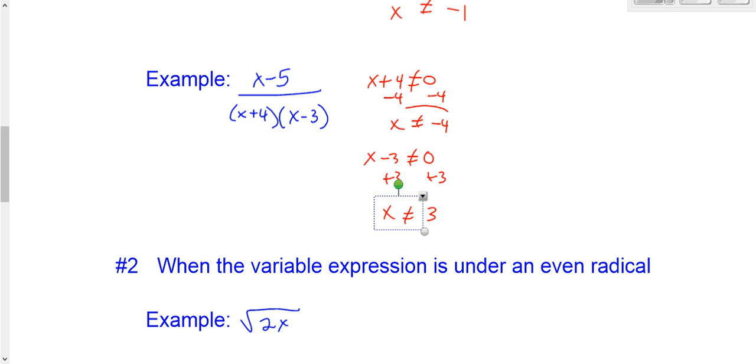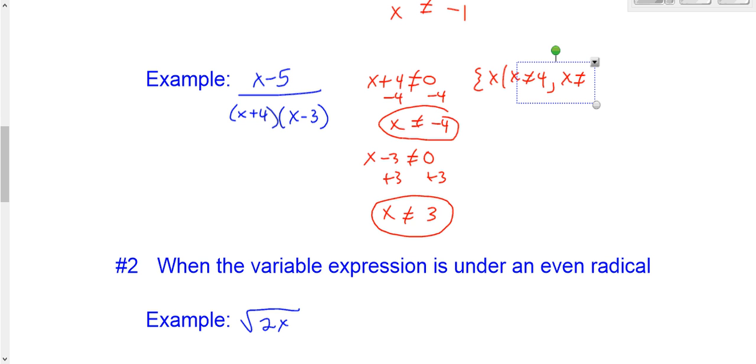So I have the fact that I cannot have x equal negative 4, and I cannot have x equal 3. So I could write x such that x cannot equal negative 4, comma, x cannot equal 3.